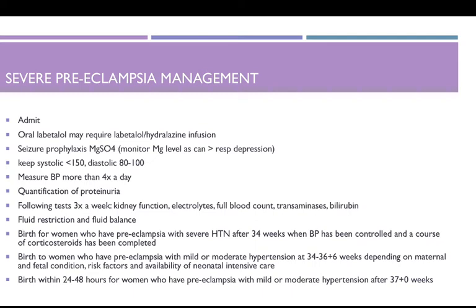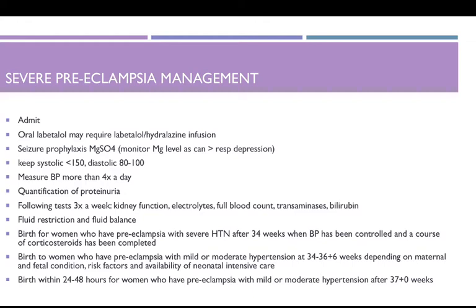Okay, so the management of severe preeclampsia. So these patients need to be admitted. They need to be given oral labetalol, or they might require a labetalol hydralazine infusion. They need to be given seizure prophylaxis, which is magnesium sulfate. But you also need to monitor their magnesium levels because magnesium can lead to respiratory depression. Their systolic blood pressure needs to be kept at less than 150 and diastolic needs to be between 80 and 100. They need blood pressure measurements more than 4 times a day.